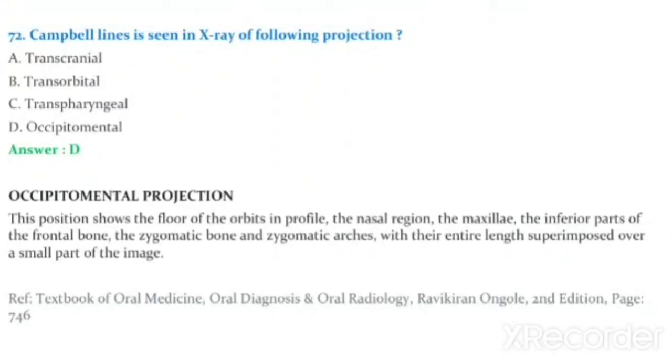Question number 72. Campbell lines is seen in X-ray of following projection. Option A, transcranial. Option B, transorbital. Option C, transpharyngeal. Option D, occipitomental. The answer is option D. It is occipitomental projection.